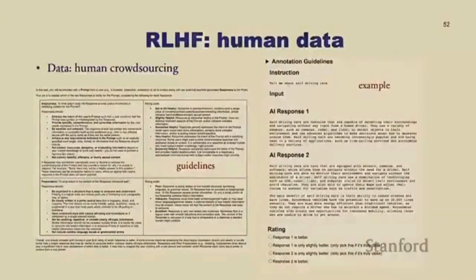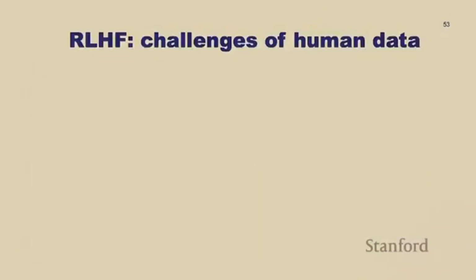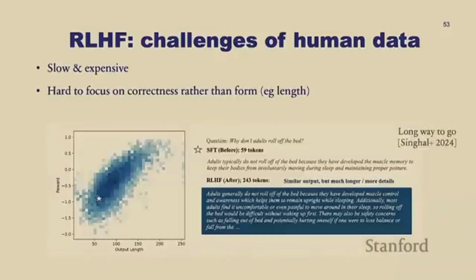And as a result, the problem with humans is that you will start optimizing a lot of high-level features. For example, the second one is longer. I can guarantee you that most humans will choose the second one, even though, I mean, maybe the first one is better. I don't know. I haven't read it carefully. So, challenges with humans: first, slow and expensive. Second, as I just mentioned, it's hard to focus on things that matter, like correctness. And people usually look at things that don't matter as much, like the form, like length.